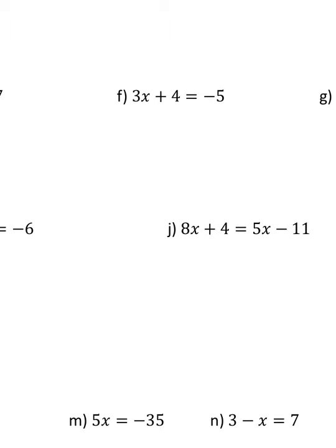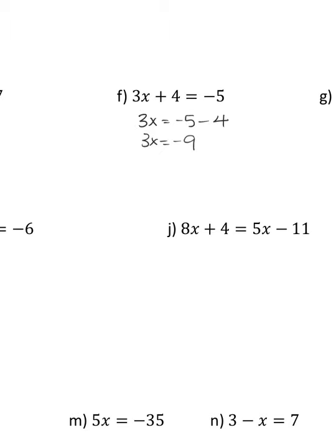F is a two-parter. In F, now I'm looking at 3x plus 4 equals negative 5. I still want to get my x by itself on my left-hand side of the equation, and I can see that I'm adding 4 here, so the opposite of adding is going to be subtracting. So if I subtract 4 from my left-hand side, I'm left with 3x, and then I have to do it to the right-hand side, and I'm going to be left with negative 9, because negative 5 subtract 4 is negative 9.